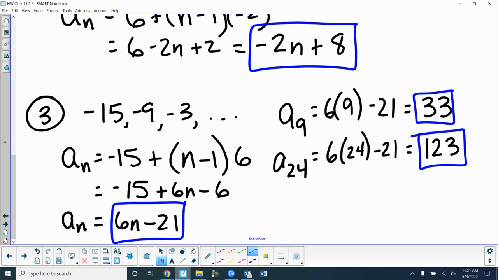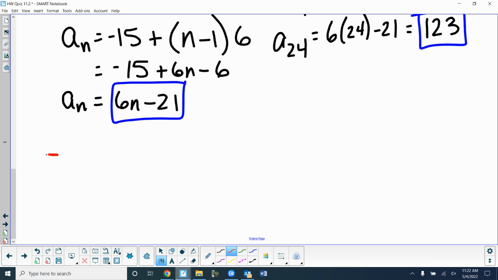Okay, 4. The 9th term is negative 45. 24th term is negative 150. Nth term is negative 7n plus 18. Any questions? Okay, so we're good there? All right, number 5 and 6, similar but a little bit different.